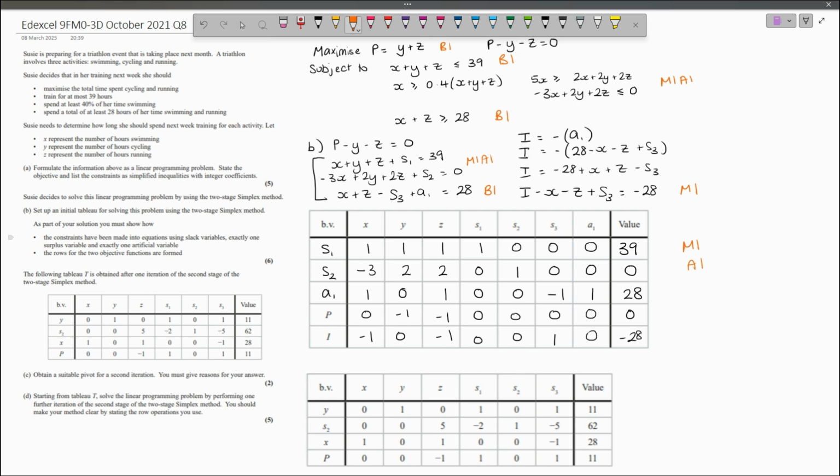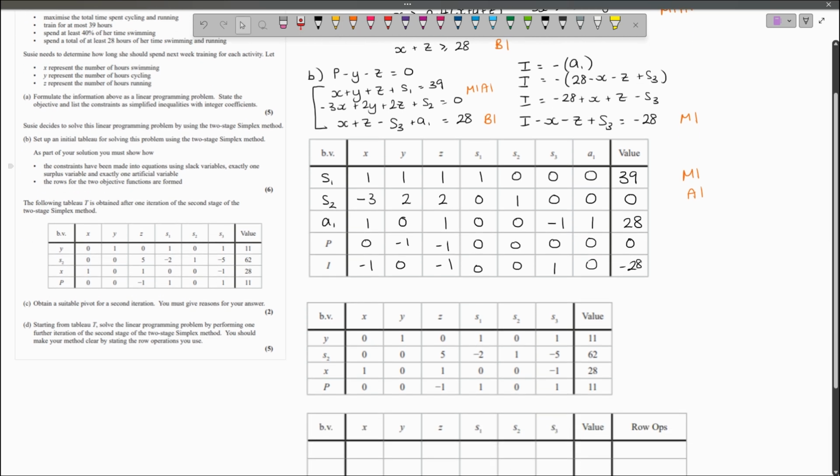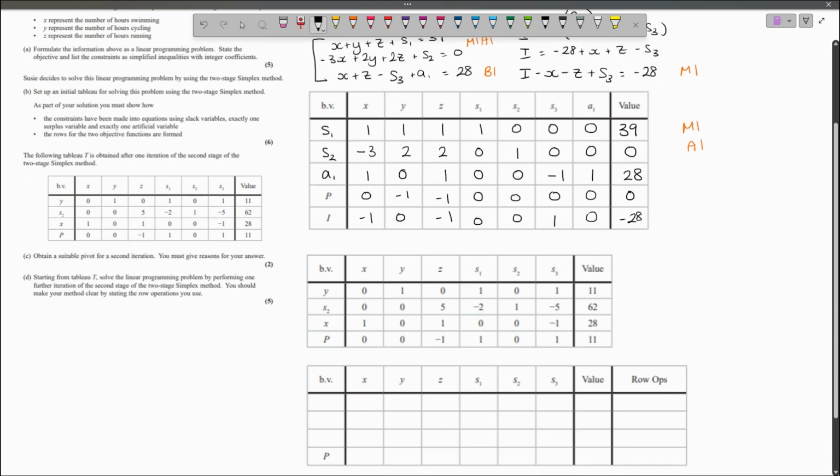We're now told that the following table T is obtained after one iteration of the second stage of a two-stage simplex method. So, if this following table has been obtained after one iteration of a second stage, we're asked to obtain a suitable pivot for the second iteration. So you just want to find the next pivot. So let's try finding the next pivot, and we need to give reasons for our answers.